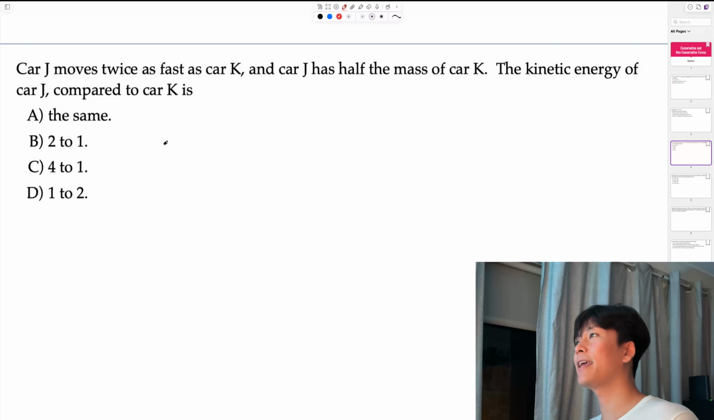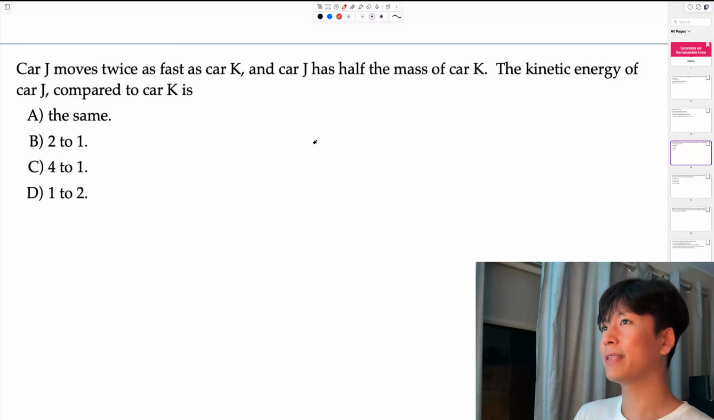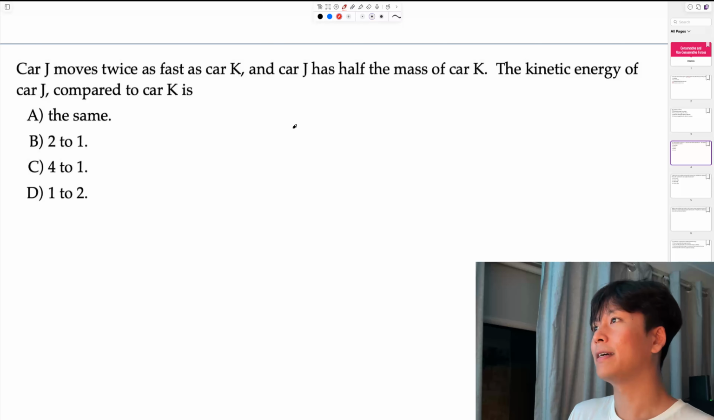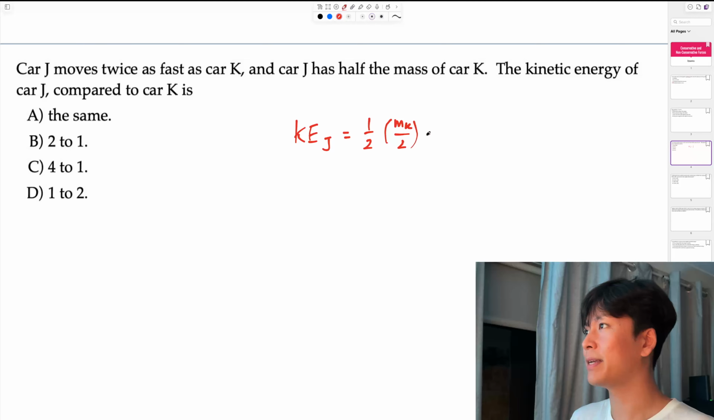Next one, car J moves twice as fast as car K, and car J has half the mass of car K. The kinetic energy of car J compared to car K is, okay, so let's have a think through this. I want to compare the kinetic energy. So kinetic energy of car J is going to be equal to half times, in terms of the mass, car J has half the mass of car K. So mk over 2, half the mass, times the velocity is twice as fast. So 2vk squared.